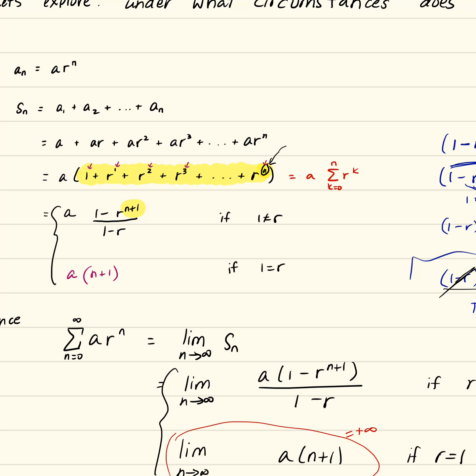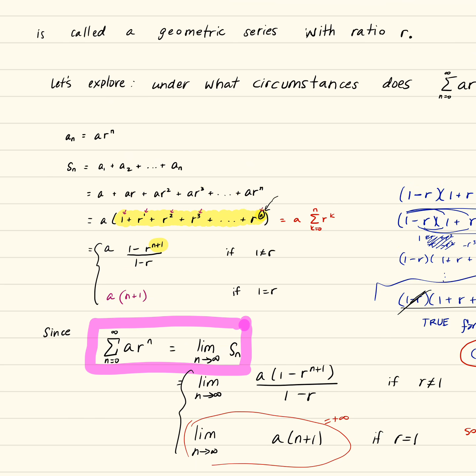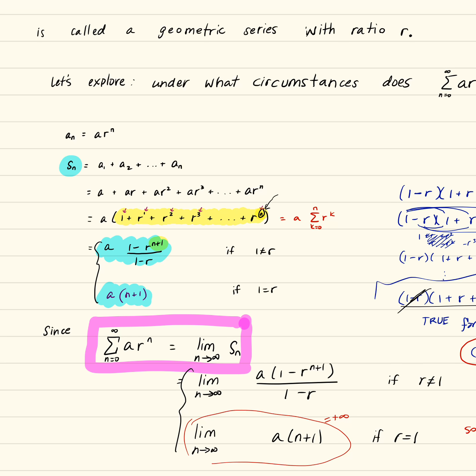Okay, so now why did we want to compute this? Because remember, our definition for the sum of this series is based on looking at the limit of the sequence of partial sums, right? So we need to compute the limit as n goes to infinity of s sub n, and we've got our formula for s sub n here. It's either this or this. First, let's figure out what happens if r is equal to 1.